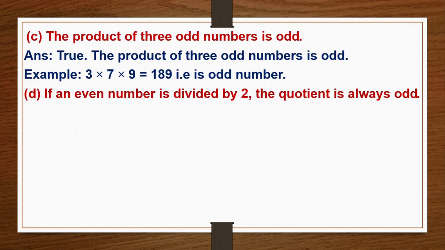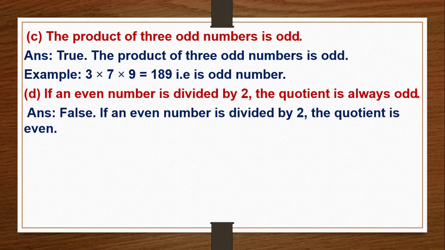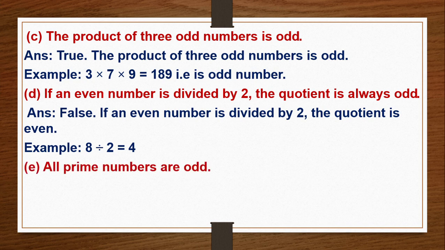If an even number is divisible by 2, the quotient is always odd. It is a false statement because it cannot always be odd, because when we see 8 divided by 2 we get 4, which is even. So we say the statement is false.